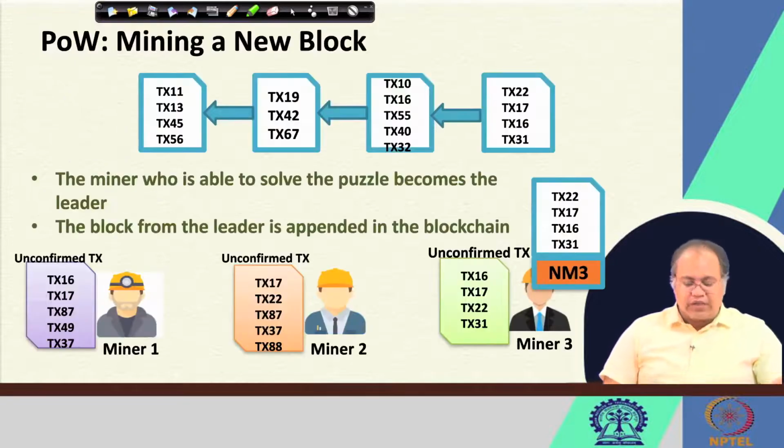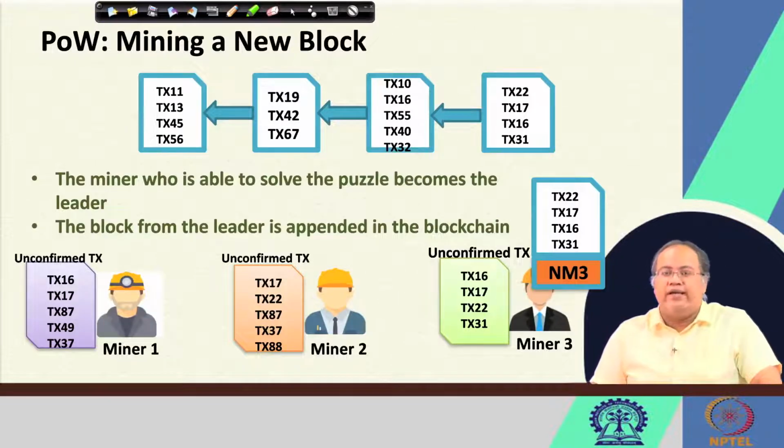So, to start with, this is where we stopped in the last lecture: individual miners are trying to find a proof which is going to get appended with the block. They have been given a challenge in the form of finding the nonce corresponding to a cryptographic hash function, and the miner who is able to solve the puzzle becomes the leader. Well, and the block from the leader is appended to the blockchain. So, that was our broad idea.